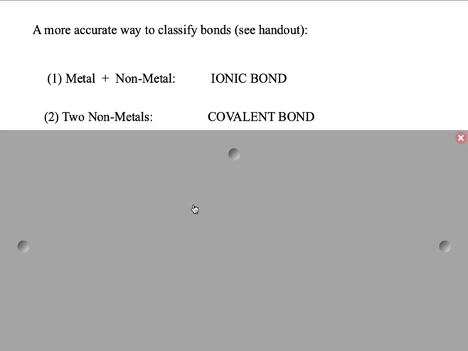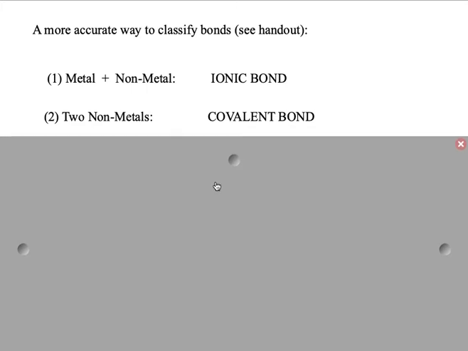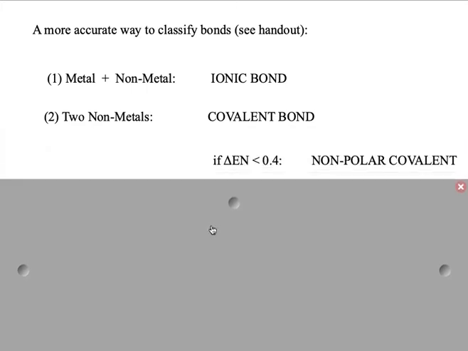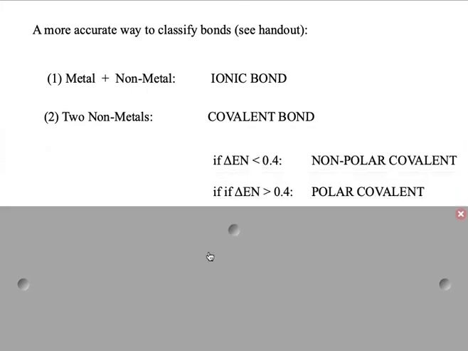If it's a bond between two nonmetallic elements, we're going to say it's a covalent bond. Once we've determined that it's covalent, then we will use electronegativity differences to determine whether it's polar covalent or nonpolar covalent. So for example, if the electronegativity difference is less than about 0.4, we'll call it a nonpolar covalent bond. If it's greater than 0.4, we'll call it a polar covalent bond. If it's exactly 0.4, then it's kind of borderline. I would call it weakly polar.